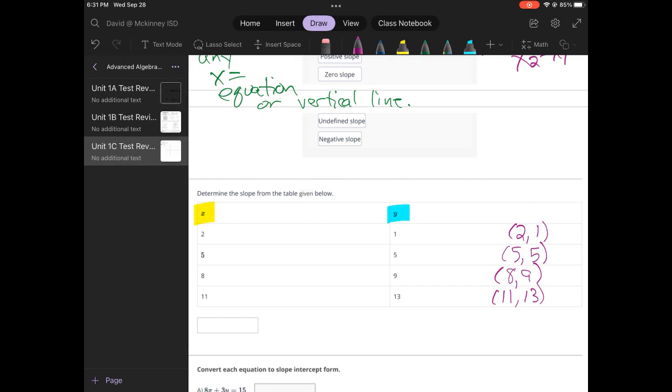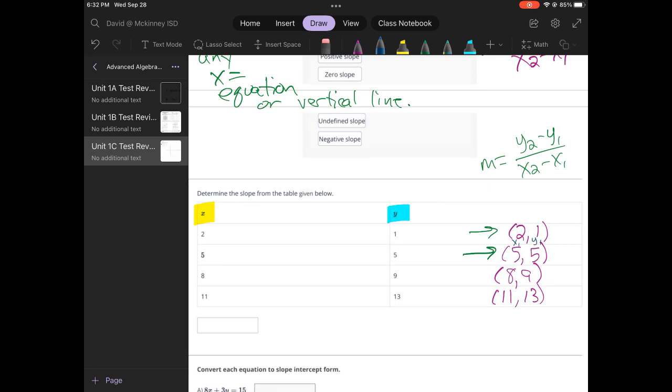I just need to select 2 of these points, label them, and put them into my slope formula. In this particular case, I'm going to use the first 2 points to do this. 2, 1 and 5, 5. I will go ahead and I'll label these points. I'm also going to write my slope formula. This will be available to you on the boards on the day of the test, so you won't have to memorize this formula. It'll be provided for you on the STAR test as well.